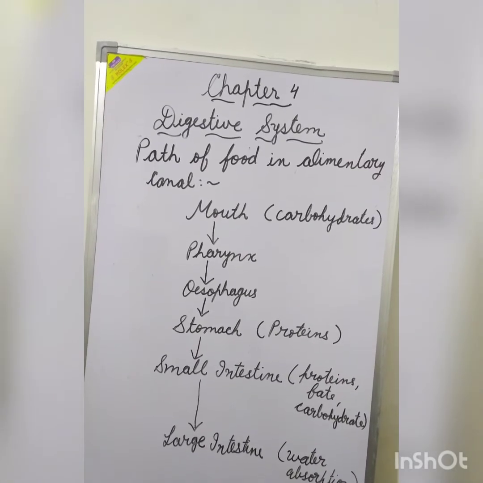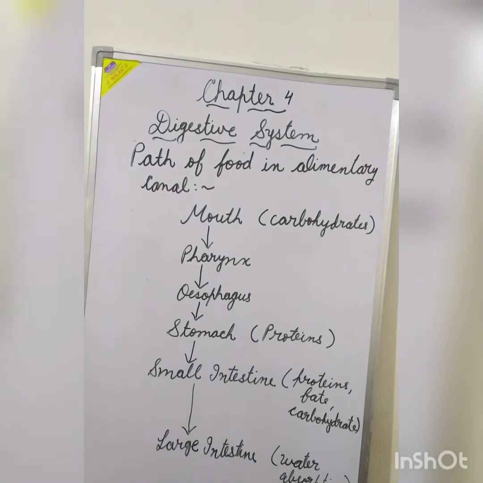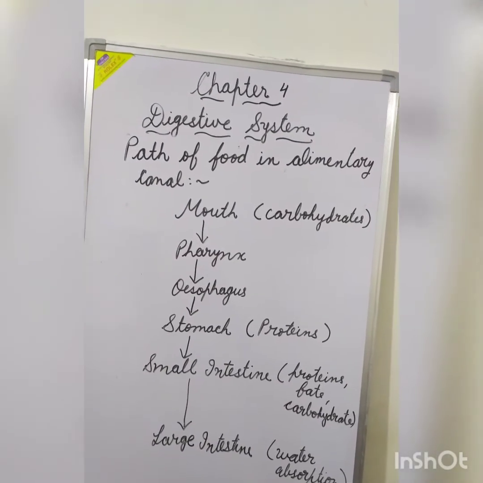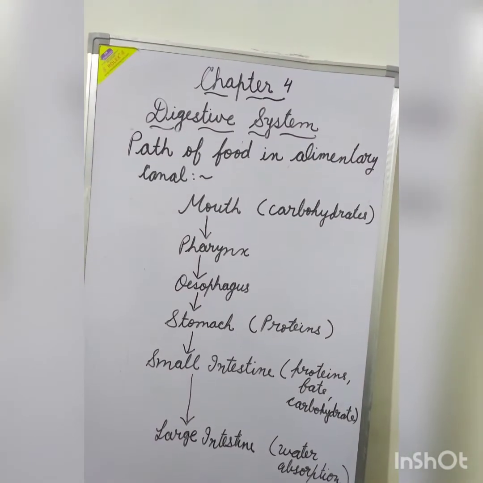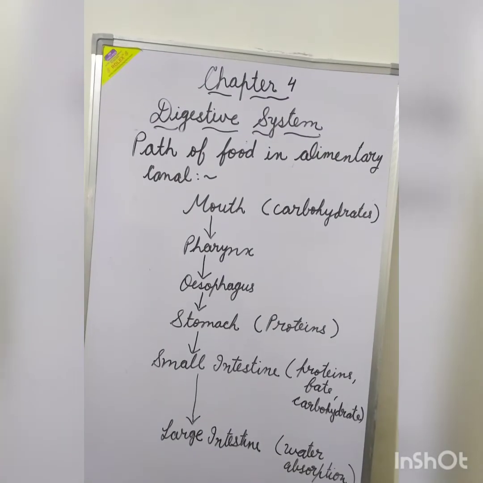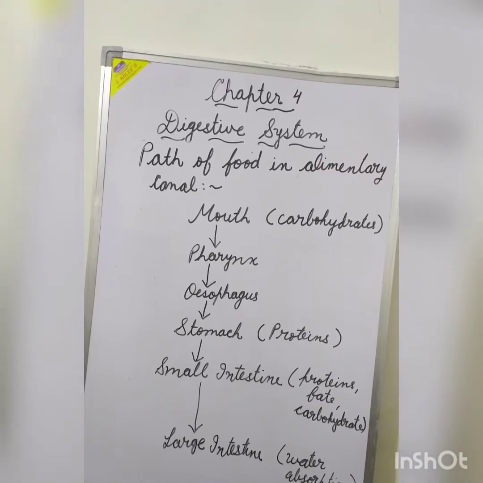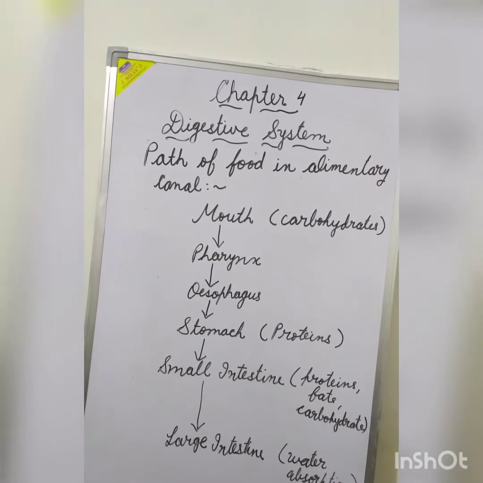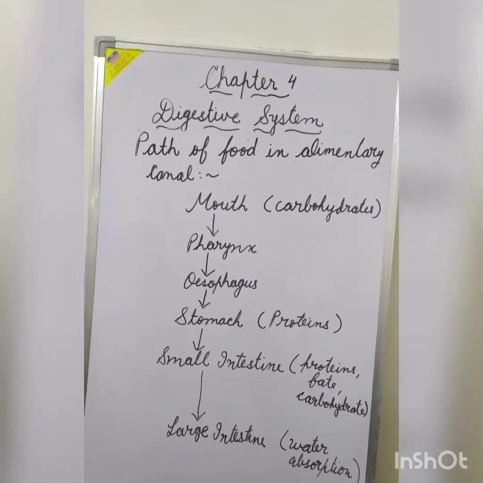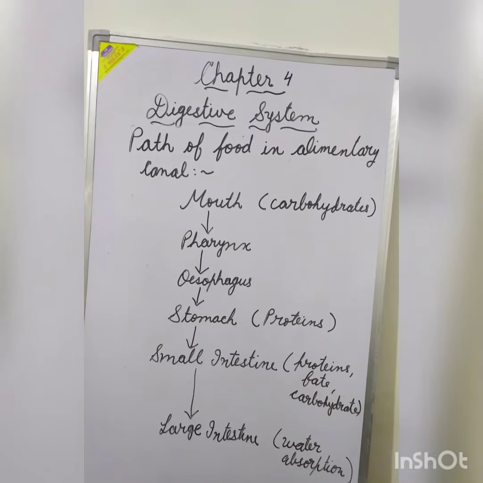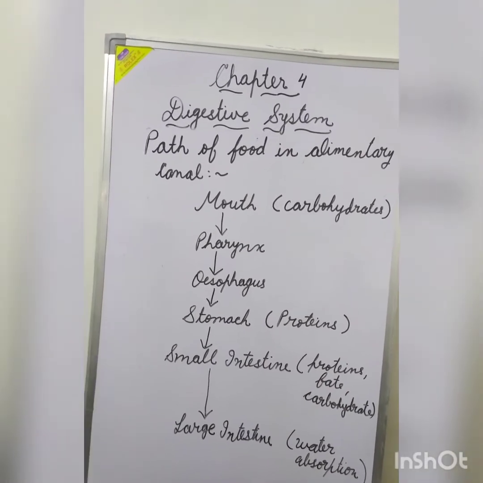Then the food is sent to the small intestine. Here the complete digestion of the food takes place. The remaining proteins, carbohydrates and all the fat are digested in the small intestine. From here, the digested food is sent to the large intestine. Here water absorption takes place from the undigested food, and the undigested food is removed from the body through the anus.